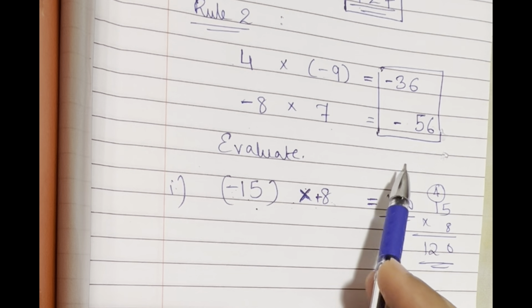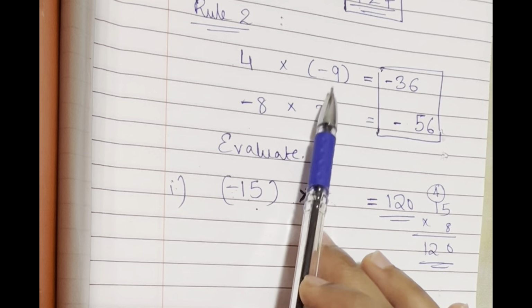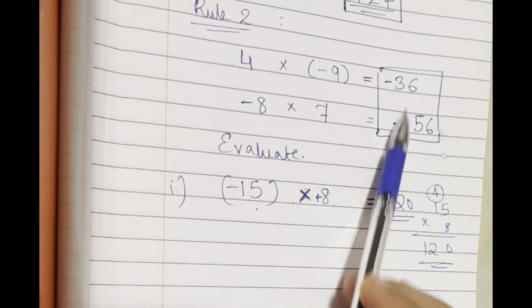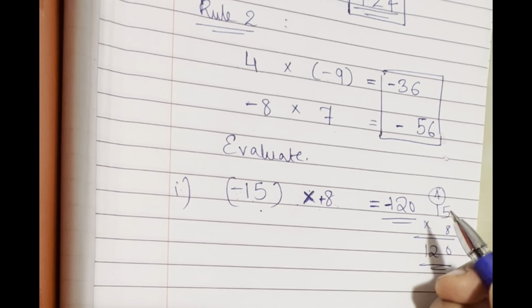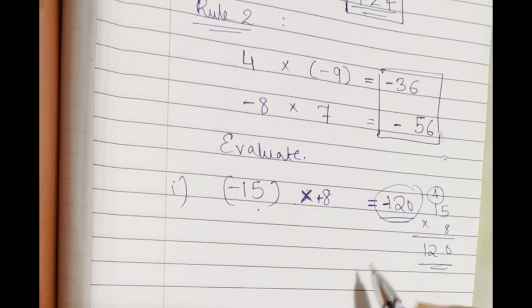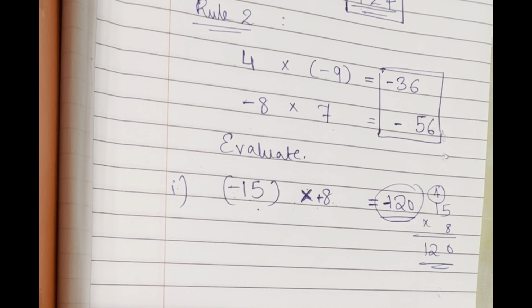So I told you in rule number 2 above, when both are opposite signs coming, our answer will have a negative sign. So our answer will have a negative sign. So the answer is minus 120. Okay, similarly let's do one more.